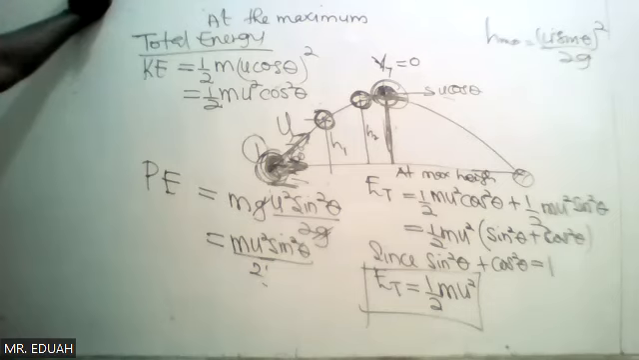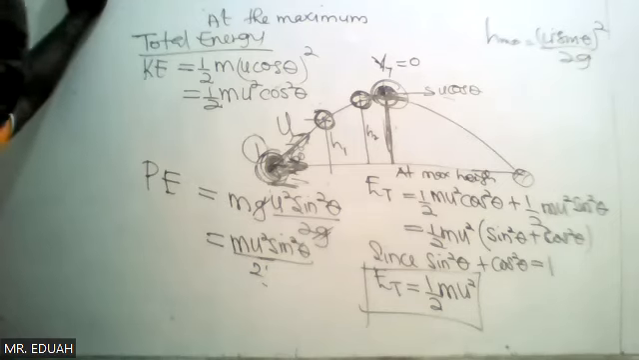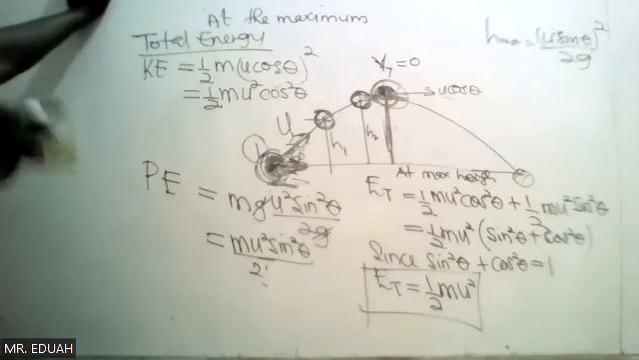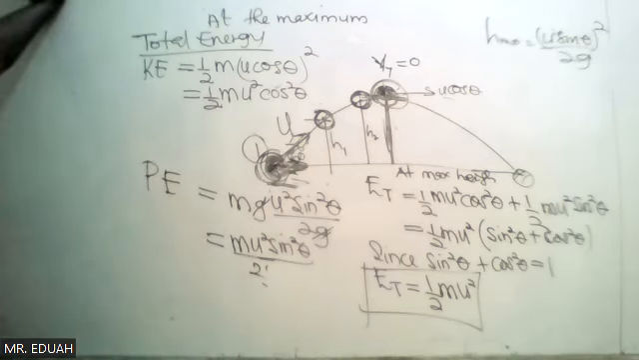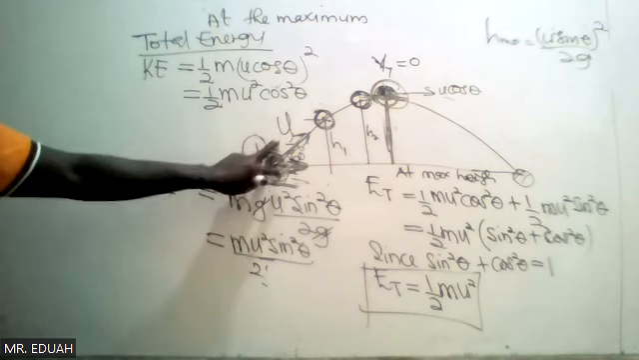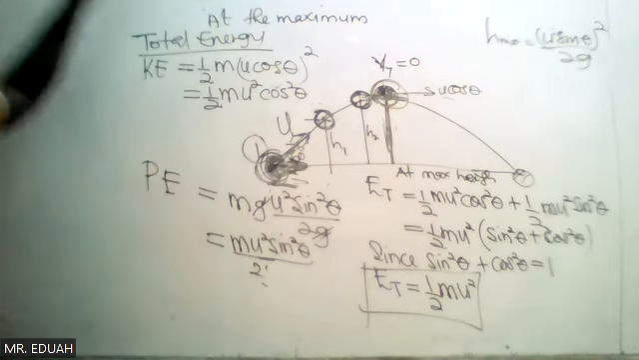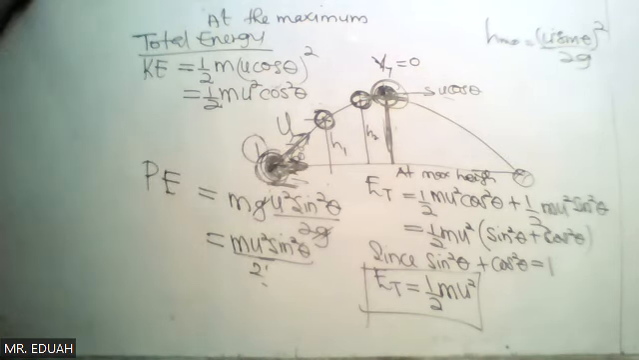Define the variables. M is the mass of the projectile. It has to be given to you. U is the velocity of projection. Theta is the angle of inclination.